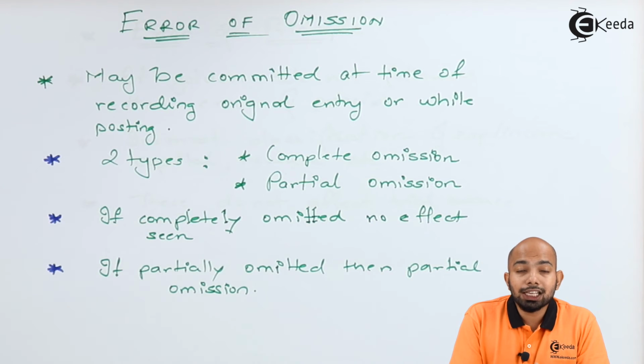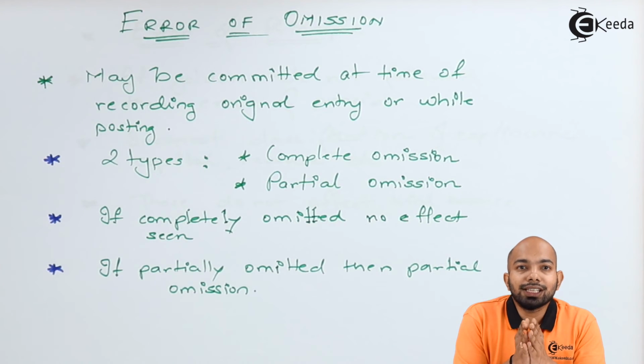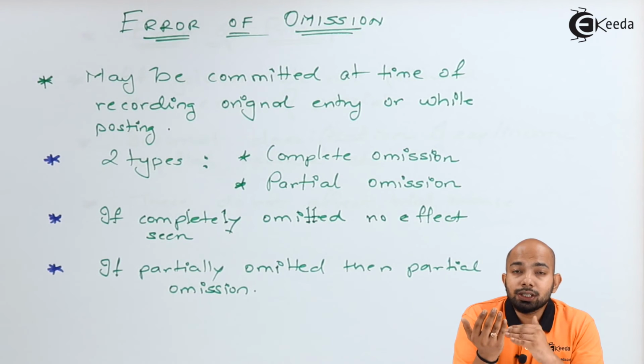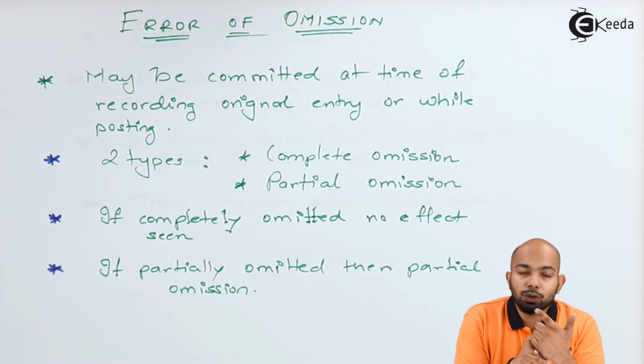If this transaction has been completely taken off the book, that means the transaction has happened, however, you have not recorded the transaction at all. That's an error of complete omission. So the difference here is that one transaction is completely taken off the book and the other is partially mentioned in the books of account. That's why error of omission may be of two kinds: error of complete omission and error of partial omission.